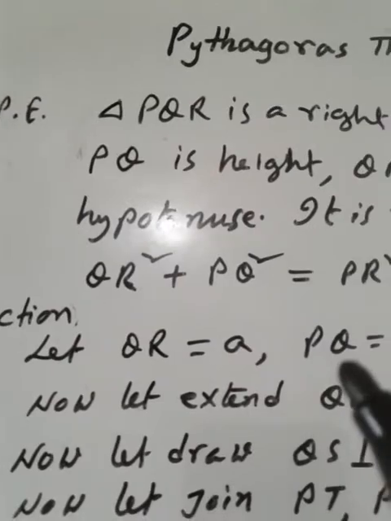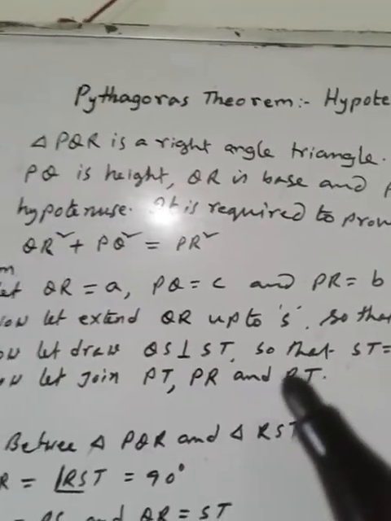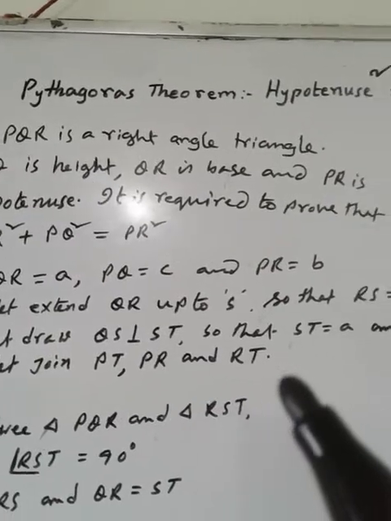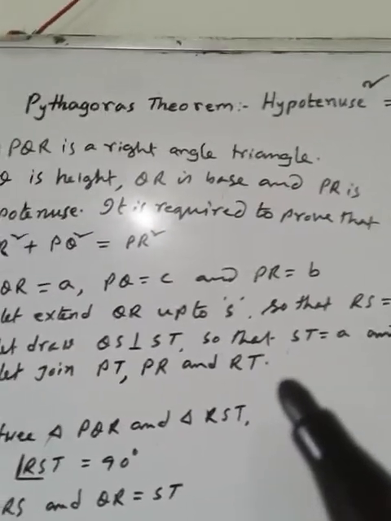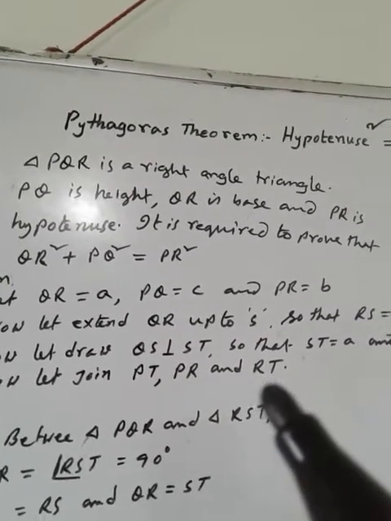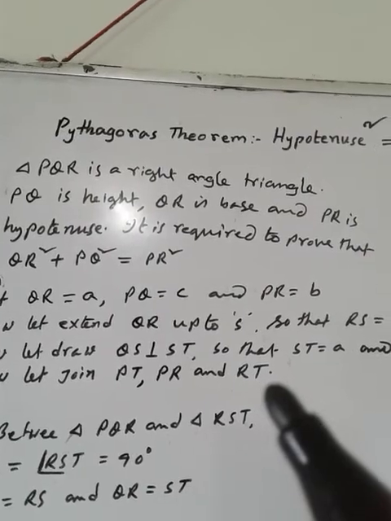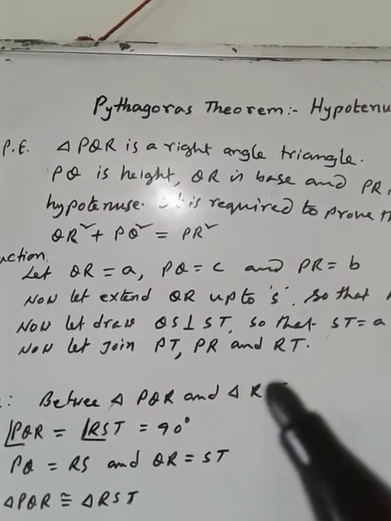See the particular enunciation. PQR is a right angle triangle. PQ is height, QR is base, and PR is hypotenuse. It is required to prove that QR square plus PQ square equals PR square.